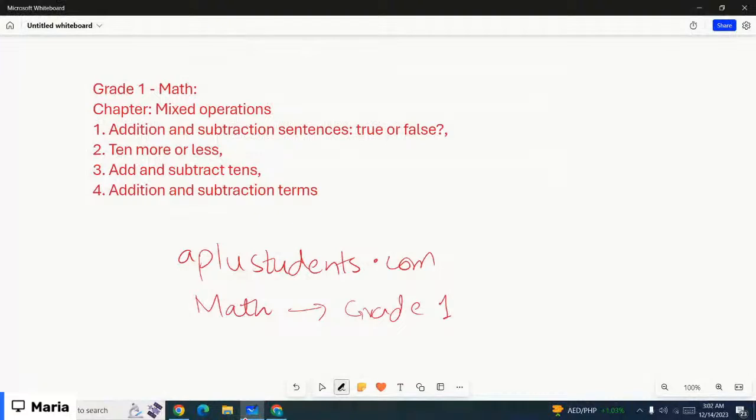We're going to start with the chapter mixed operations, and the lessons we're going to cover today are addition and subtraction sentences true or false, 10 more or less, add and subtract tens, and addition and subtraction terms. So please make sure you have your notebook and pencil so that you can note down the important examples and definitions as well. So let's just start with the first lesson, that is addition and subtraction, sentences true or false.